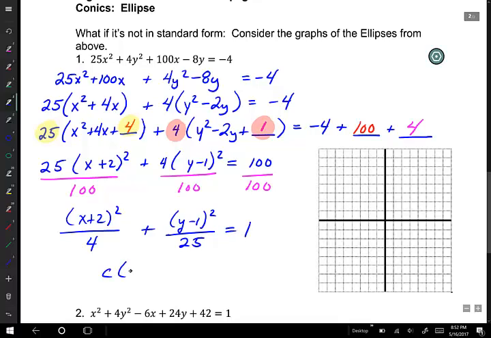Our center is negative 2, positive 1. The a value under our x is 2. The b value under our y is 5. So let's sketch this. Negative 2, 1. Let's go right and left 2 units, up and down 5 units. And that gives us a basic sketch of our ellipse. There we go. So let's try this one more time.